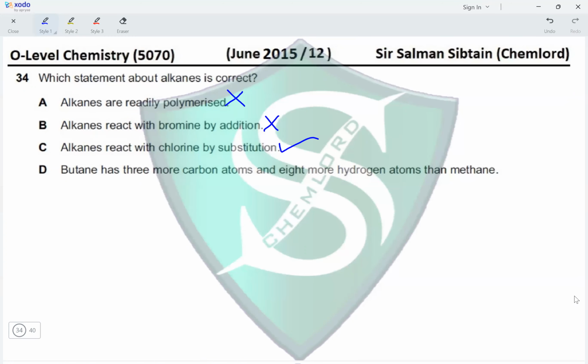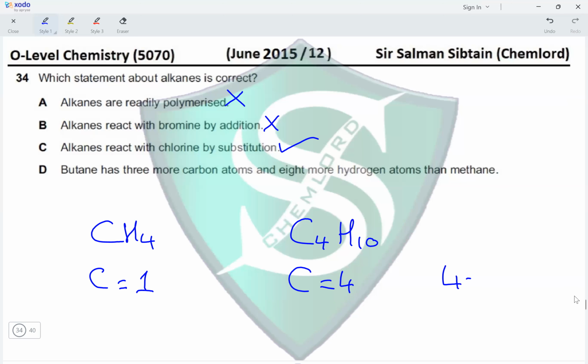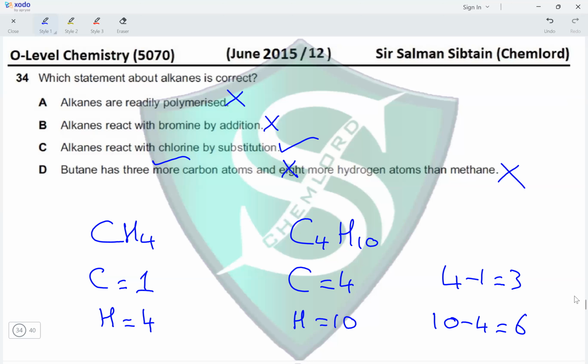Butane has 3 more carbon atoms and 8 more hydrogen atoms than methane. So let's see. Methane is CH4 and butane is C4H10. So the number of carbon atoms is 1 in methane, and 4 in butane. 4 minus 1 gives us 3. So this statement is correct as far as carbon is concerned. There are 3 more carbon atoms present in butane. Now for hydrogen, there are 4 hydrogen atoms in methane and 10 hydrogen atoms in butane. So 10 minus 4 gives us a value of 6. And the statement says 8 more hydrogen atoms. So this makes this statement incorrect. So the correct option for this question is option C.